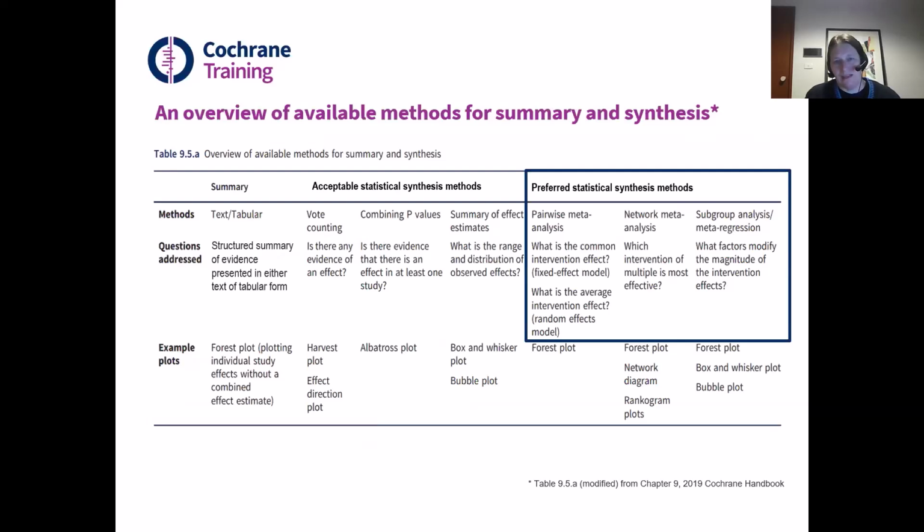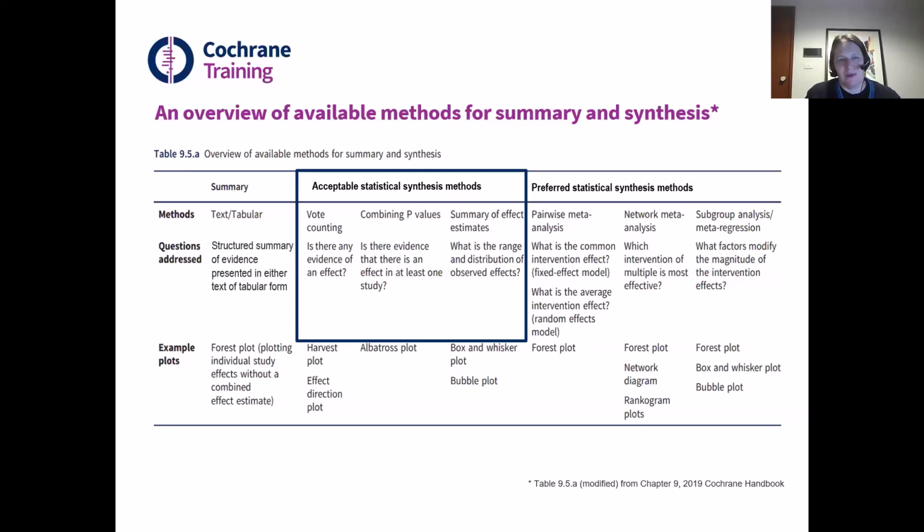On the right-hand side is the preferred statistical methods. These are meta-analysis, network meta-analysis, subgroup analysis, and meta-regression. These webinars have focused on at least the pairwise meta-analysis and the subgroup and meta-regression topics, and there are lots of benefits to meta-analysis that, if you attended those, you will have seen. But it's not always the case that we're able to use meta-analysis, and there are a set of acceptable statistical synthesis methods that we might use when we can't do a meta-analysis, which we're going to focus on today.